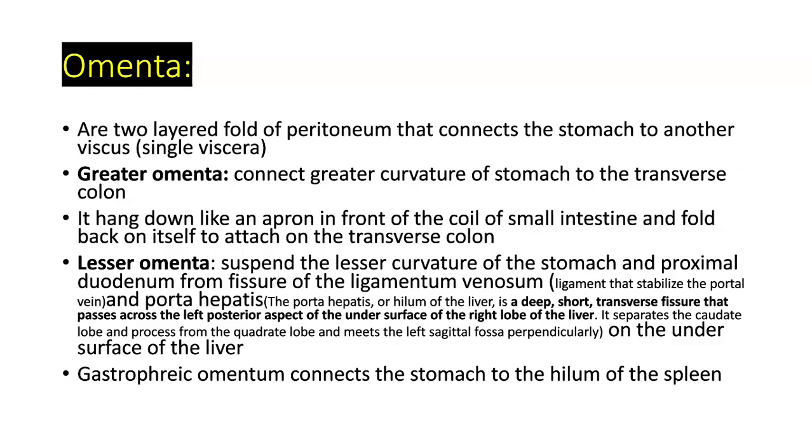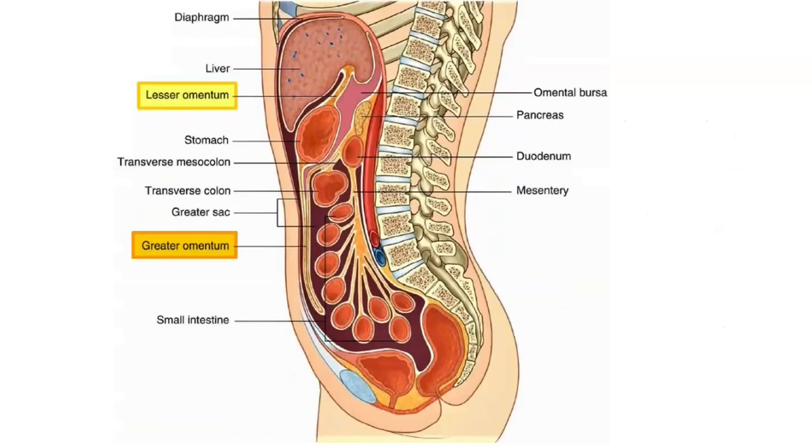While the lesser omentum suspends the lesser curvature of the stomach and proximal duodenum from the fissure of the ligamentum venosum and porta hepatis. It separates the caudate lobe and process from the caudate lobe and meets the left sagittal fossa perpendicularly on the upper surface of the liver. The gastrophrenic omentum connects the stomach to the hilum of the spleen. As you can see here, this is the lesser omentum and this is the greater omentum.